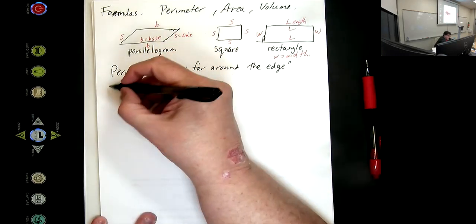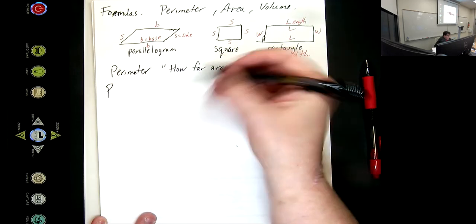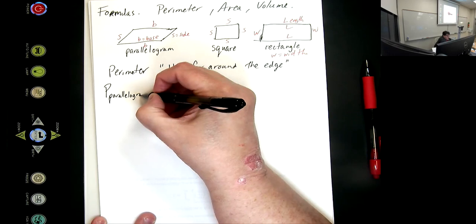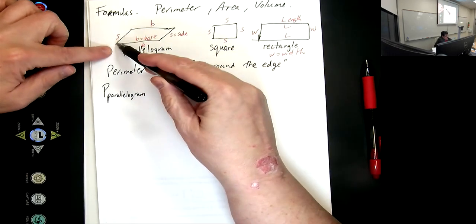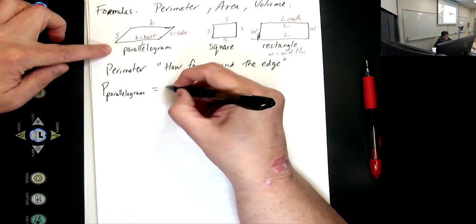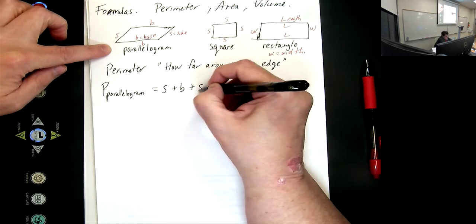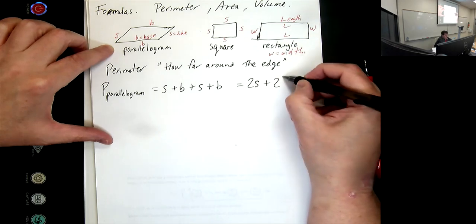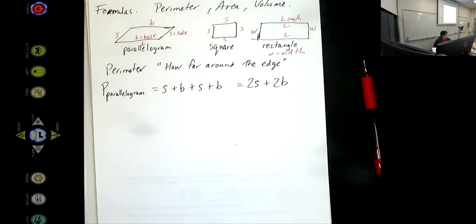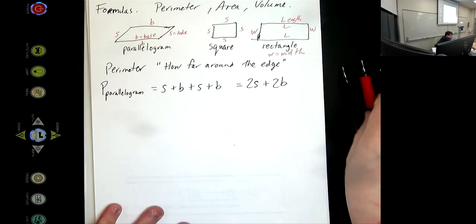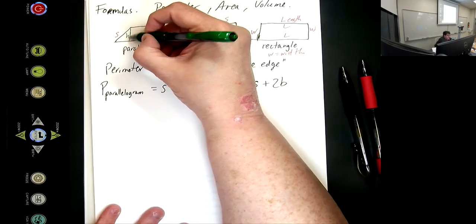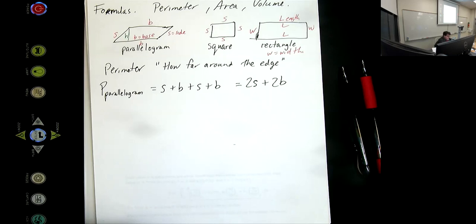So, the perimeter, I'll use P for perimeter, the perimeter of a parallelogram. If I start at one corner and add up around it, I've got S plus B plus S plus B. I have two S's and I have two B's. Maybe I'll add a vertical distance here too. We'll call this distance here H. But that only comes in later.